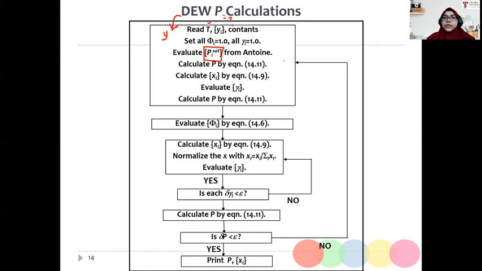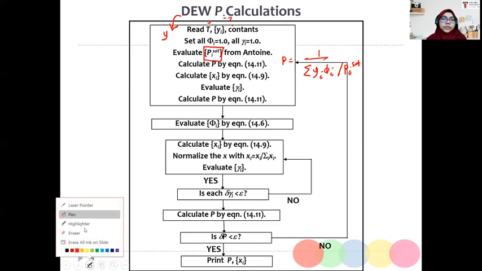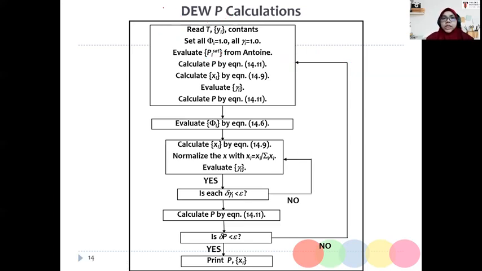We may calculate the pressure using P equal to 1 over the summation of Yi over phi i times Pi saturation, since the vapor phase composition is given. Okay, for the dew P calculation, the composition in vapor is given and we need to find the pressure. We determine the saturation pressure using the Antoine equation, and then the pressure is calculated from P equal to 1 over the summation of the terms.